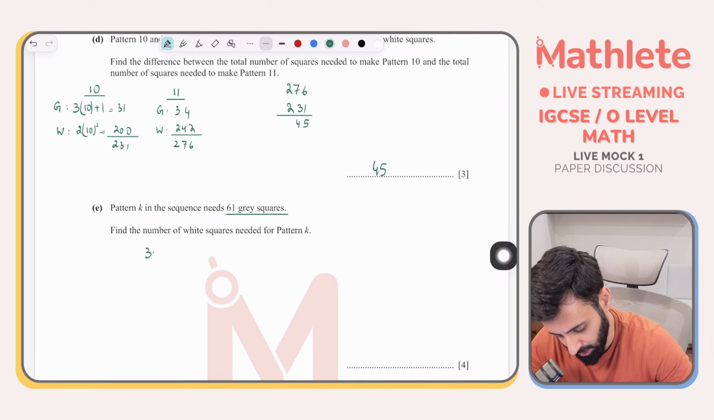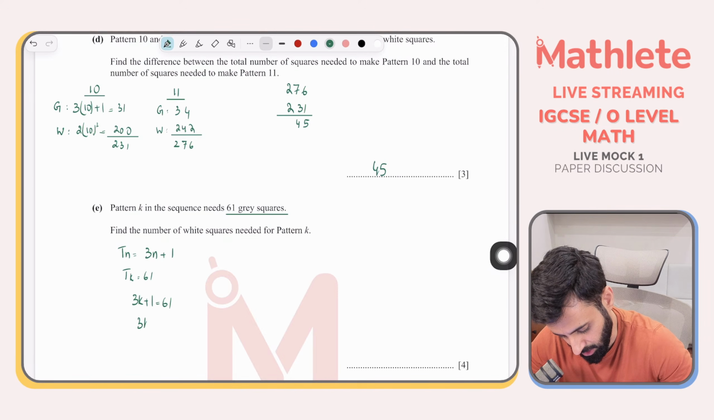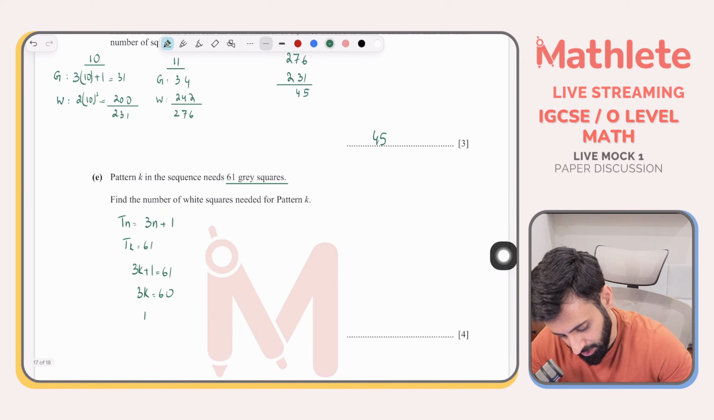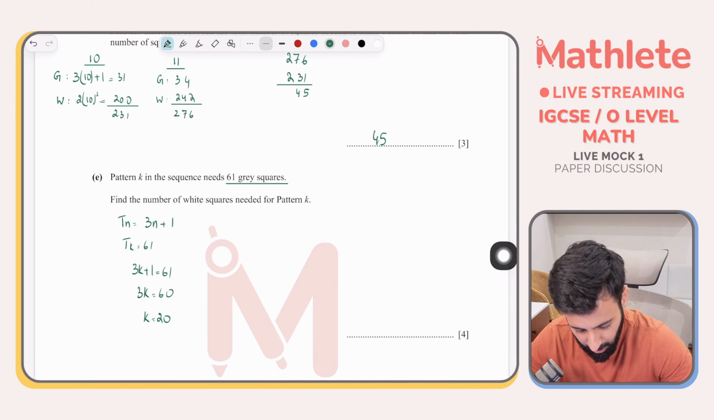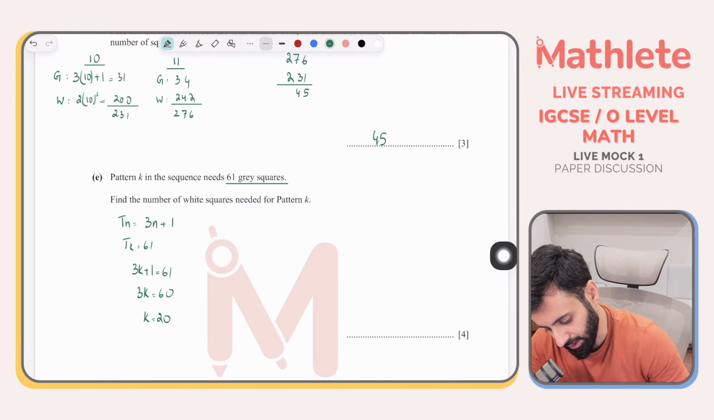Okay, so the general term for gray squares is 3n plus 1. So if pattern K needs 61, that means 3k plus 1 is equal to 61. That means 3k is equal to 60, which means k is equal to 20. Okay, so this is the pattern number. Now we need to find out the number of white squares.